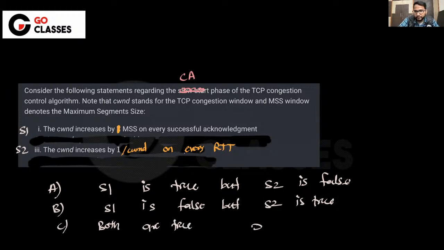What is the correct answer? Let me know what is the correct answer here. Yeah, both are false, right? So D is the correct answer because this increases by 1 MSS on every ACK. No, on every RTT it increases by 1 MSS. On every ACK it increases by 1 upon CWND. Right? Cool. Now let's just move further.